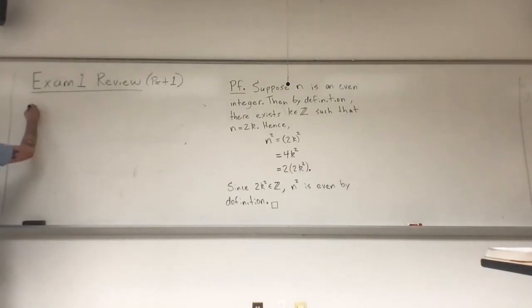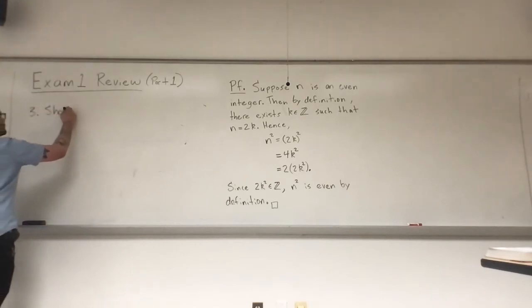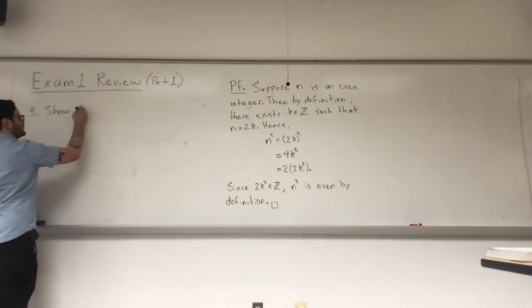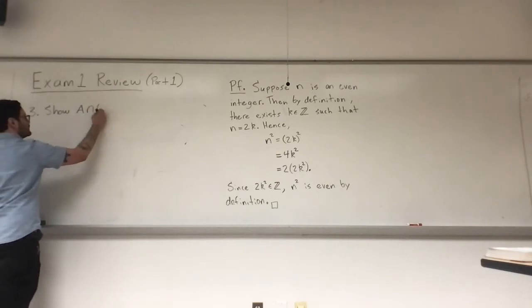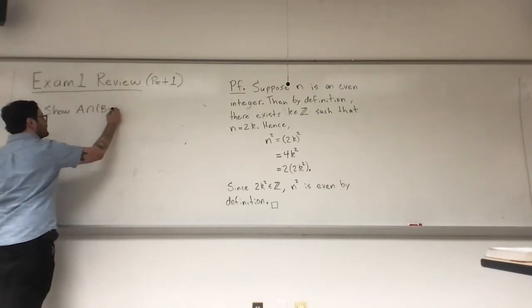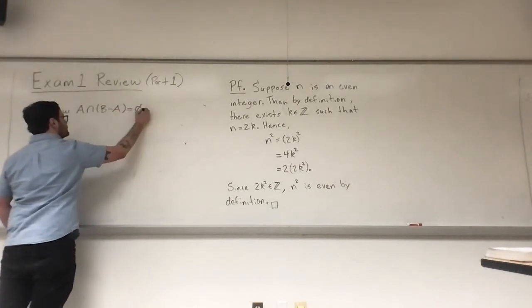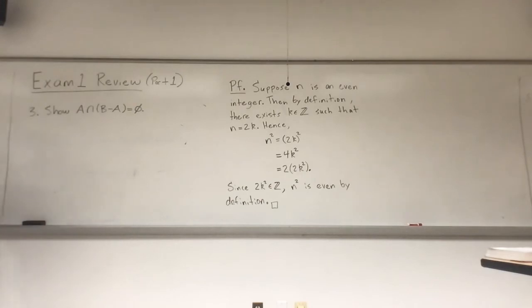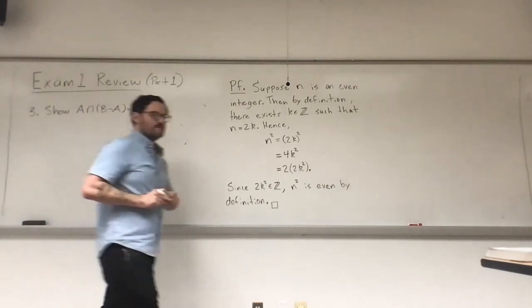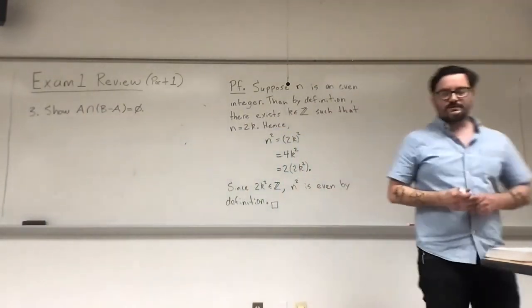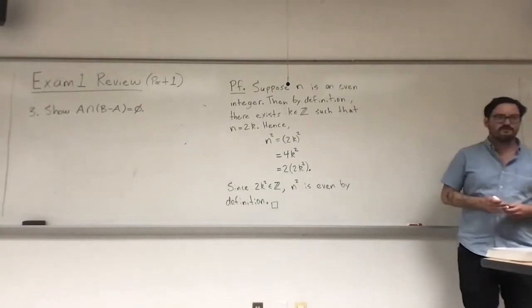Okay, so next up, show that A intersect (B minus A) is the empty set. Hopefully you watched my set theory videos on YouTube, so I'm assuming that you're familiar with the definitions here.